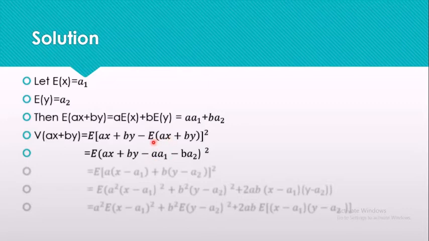What I did is I took this expectation inside. When I took this expectation inside, I got expectation of aX, where a is a constant, so I took it outside. Then the rest I get as expectation of X, which is again a1, so I've substituted here, minus similarly expectation of bY, which I got as b into a2, the whole squared.